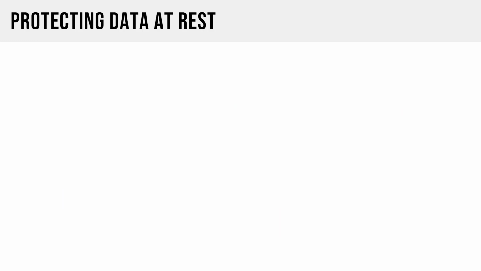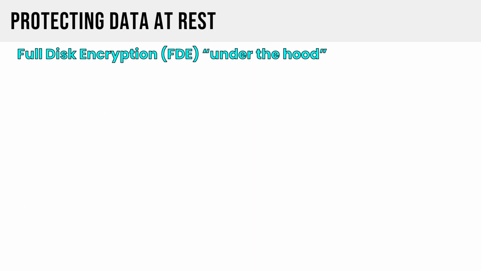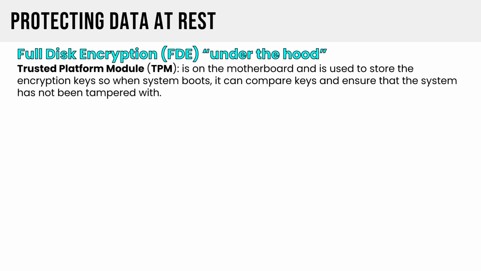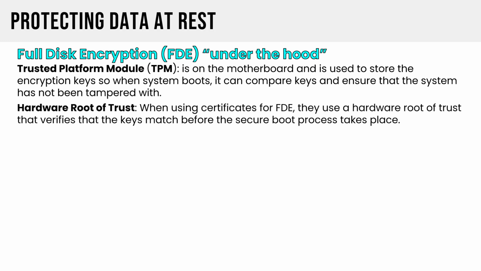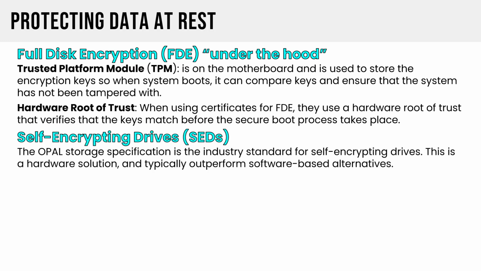So digging into protecting data at rest a little further, let's talk about full disk encryption under the hood. Your endpoints have a trusted platform module. It's on the motherboard. It's used to store encryption keys, so when the system boots, it can compare keys and ensure that the system hasn't been tampered with. So it's generally speaking an element of hardware. But there's a hardware root of trust. So when using certificates for full disk encryption, they use a hardware root of trust that verifies that the keys match before the secure boot process takes place.